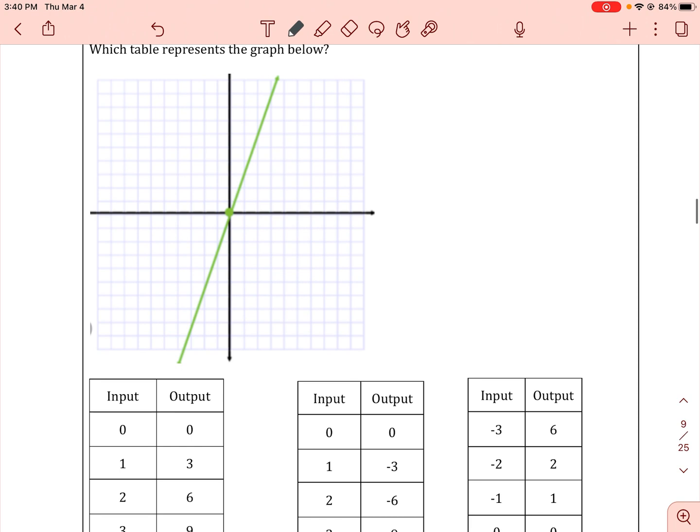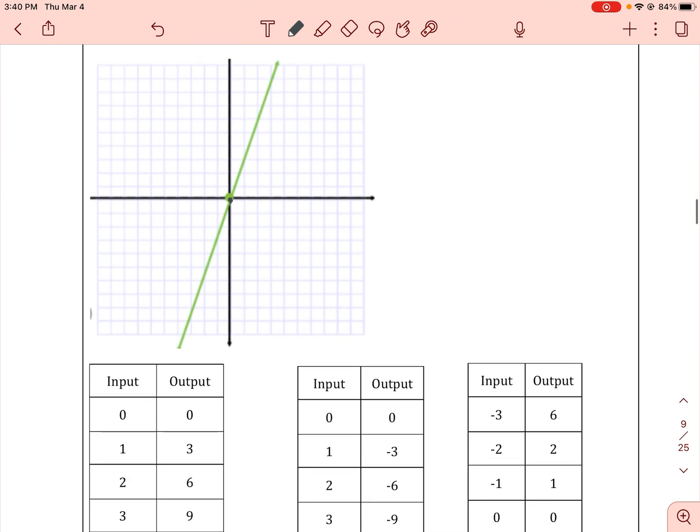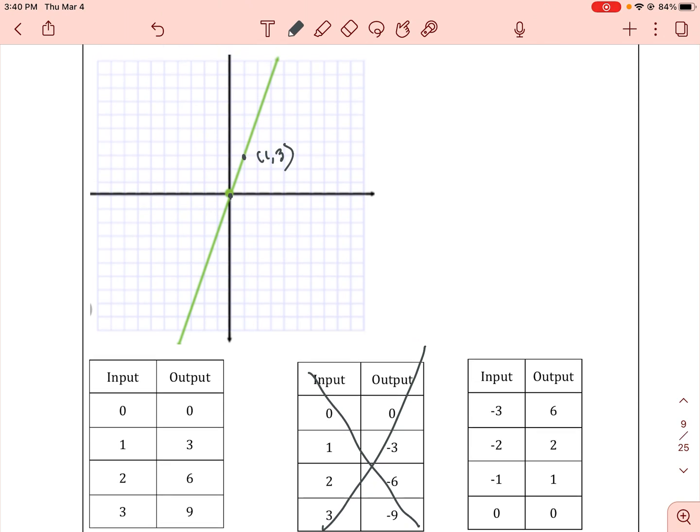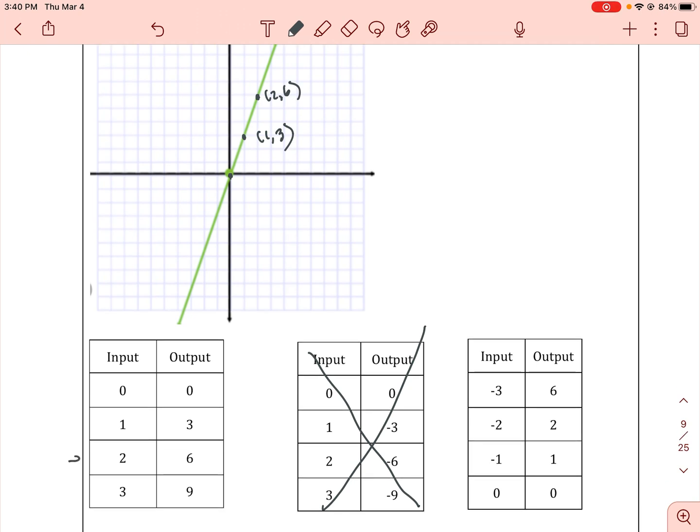Which table represents the graph below? So here we go. I see the point 0, 0 again is in all three of those. I have the point 1, 3. The middle one does not have 1, 3 as a point, it has 1, -3, which is not on my graph. I also have the point 2, 6. 2, 6 is here, 1, 3 is here, 0, 0 is also here. So right now I'm thinking it's this first one.